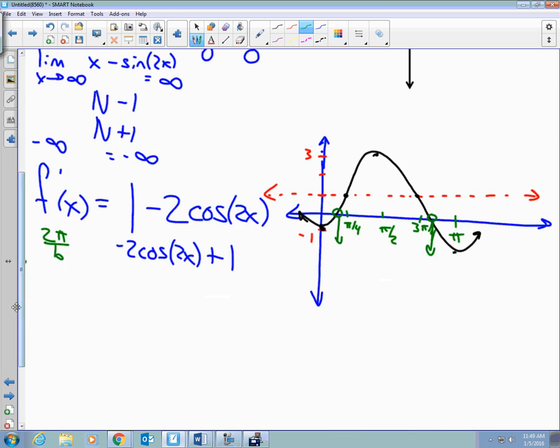So let's find those two spots right here, and I find those spots by taking the derivative and setting it equal to 0. I get negative 2 cosine of 2x is equal to negative 1. How do I solve that?